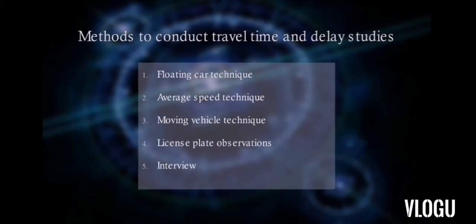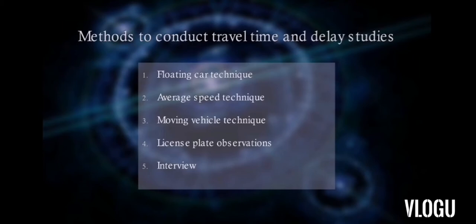Methods to conduct travel time and delay studies. First, we have the floating car technique, also known as floating cellular data, a method to determine the traffic speed on the road network. It is based on the collection of localization data, speed, direction of travel, and time information from the mobile phones in vehicles that are being driven.